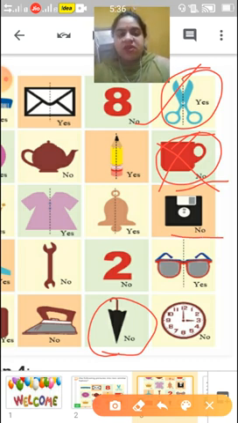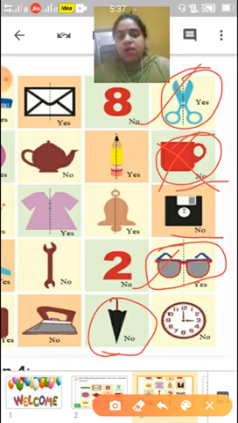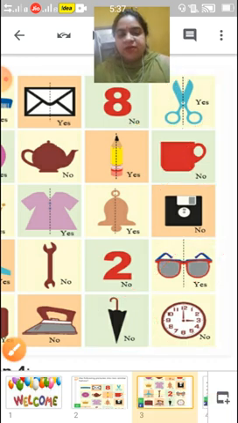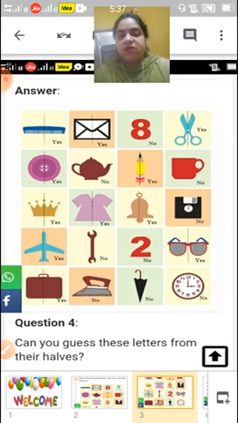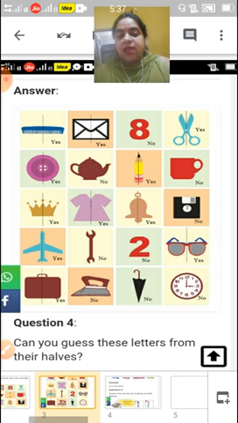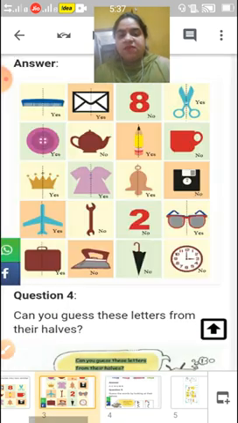Now your next picture is goggles. This is also having two similar mirror halves. So your answer is yes. Now come to our next picture. This is your wall clock. This is also not having two similar mirror halves. So your answer is no. So children, match your answer with this solution that I gave you and do complete it. Now come to our next question.